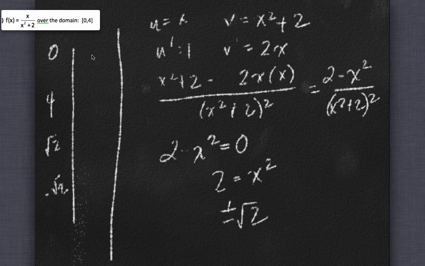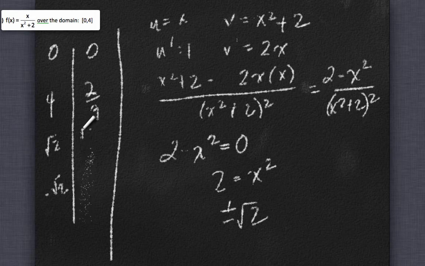Okay, so if I plug in 0, I get 0 over 2. If I plug in 4, I get 4 over 18. So 2/9. If I plug in root 2, I get root 2 over 4. And negative root 2, I get negative root 2 over 4.